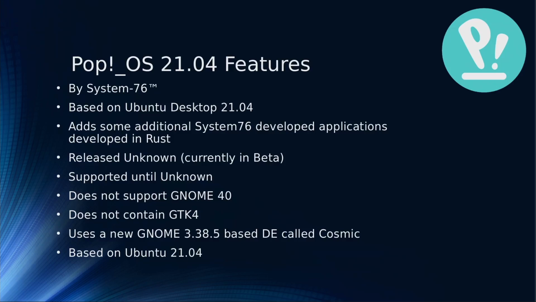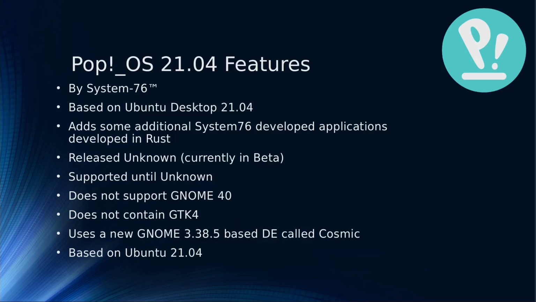Typically, they follow the same end of support date as Ubuntu, but I do know that from the roadmap, PopOS, they are working to move their APT repositories to their own servers. So I don't know when that will take place. They currently do use the Ubuntu repos. So it does not support GNOME 40. Shouldn't be a big surprise there because Ubuntu doesn't.